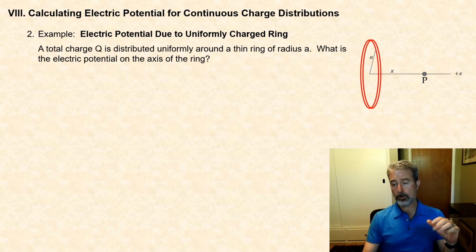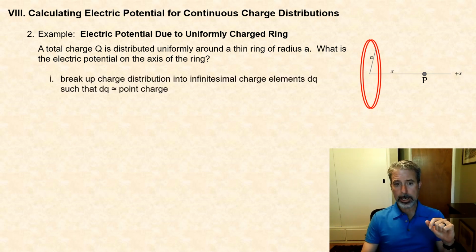The first example we'll take a look at is the electric potential due to a uniformly charged ring. We know what the field of the uniformly charged ring looks like. We solved that problem previously, when we calculated electric fields using Coulomb's law, not Gauss's law, because there's not sufficient symmetry to apply Gauss's law. But I think you'll see, like I keep saying, how much easier it is to calculate electric potential, because it is a scalar quantity. In this problem, we're told that a total charge Q is distributed uniformly around a thin ring of radius a. What is the electric potential on the axis of the ring? This arbitrary point P I'm showing you in the figure.